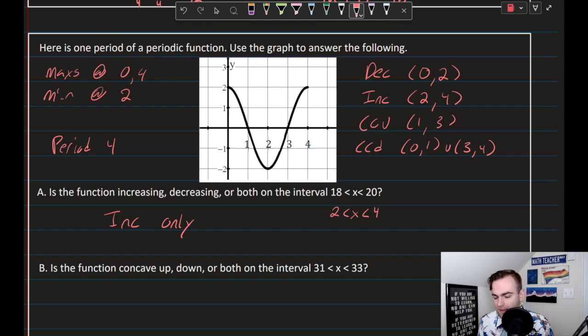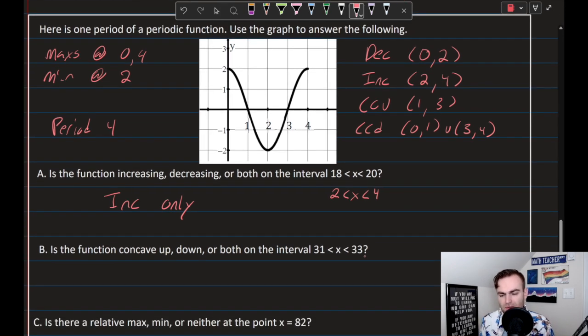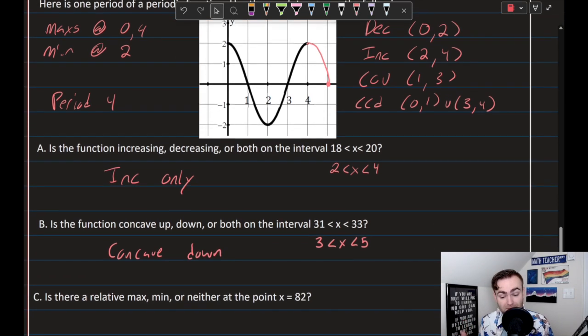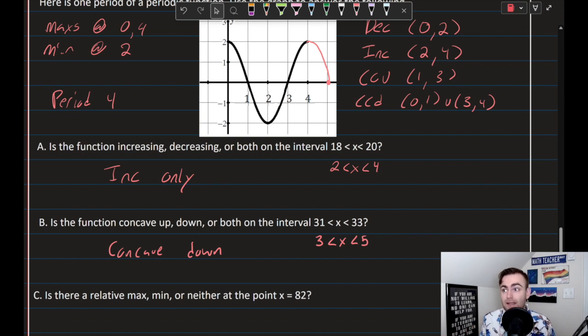So that's nice. Concave up, concave down, 31 to 33. We can do this same kind of idea. 31 is 1 less than a multiple of 4, so that would make it a remainder of 3. And 33 is just 2 larger, so that's 5. So what's happening at 5? Well, it would be going back down. So we're looking from 3 to 5. Is it concave up or concave down or both? It looks to only be concave down there. So concave down.